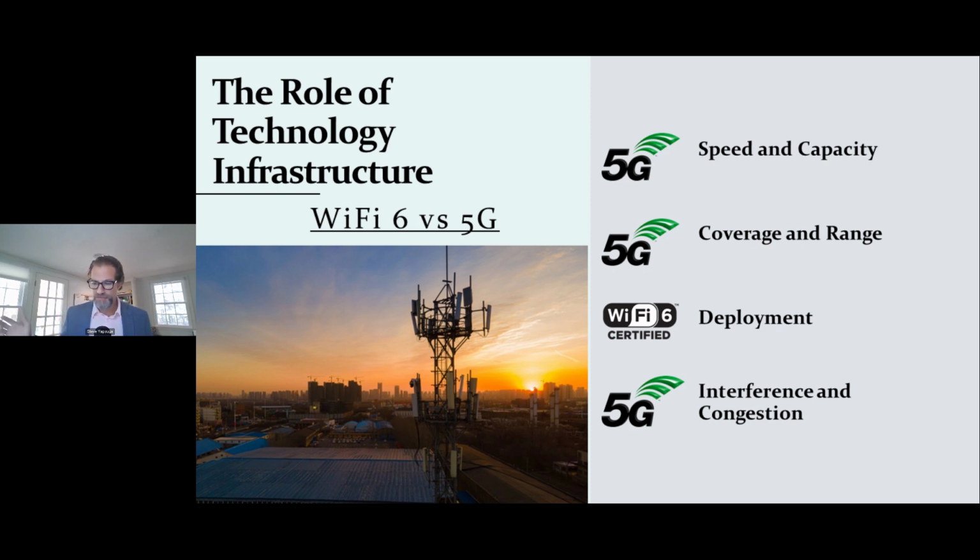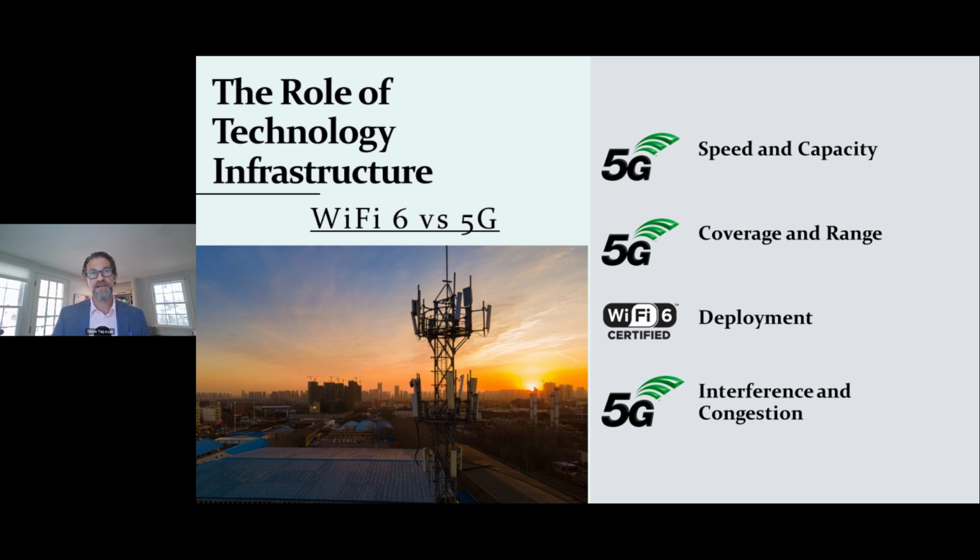But if we look at some of the big comparisons between 5G and Wi-Fi 6, Wi-Fi 6 operates on 2.4 and 5 gigahertz. It has increased data transfer speeds, improved capacity, better efficiency, and lower latency. 5G stands for next generation. It's all cellular network technology, designed for mobile communications. It operates on a wide range of frequencies, both low, mid, and high frequency ranges.